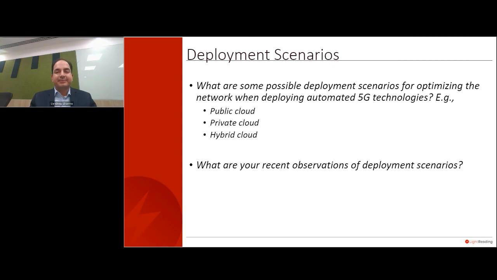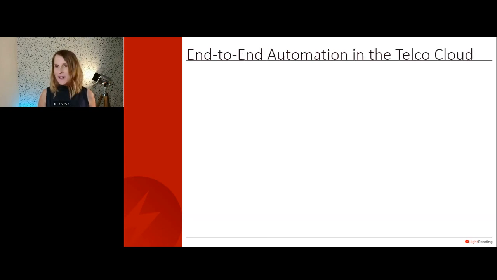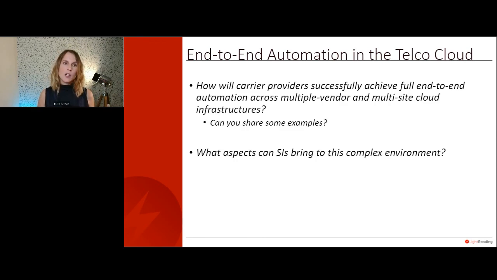Yeah. Thank you, Sandeep. Thank you, Srihari. So let's have a look at our last question that we're going to cover on today's panel before we take Q&A. We're going to look at end-to-end automation in the telco cloud. Around this, we want to look at how service providers are going to successfully achieve full end-to-end automation. How is it going to work across multiple vendors and multiple cloud infrastructures that we've previously spoken about? Perhaps you could both share some examples. And then finally, we're going to talk about what aspects we think system integrators can bring to this very complicated space. So over to Srihari first, just to comment on this area.